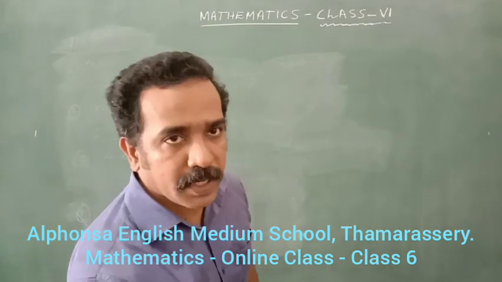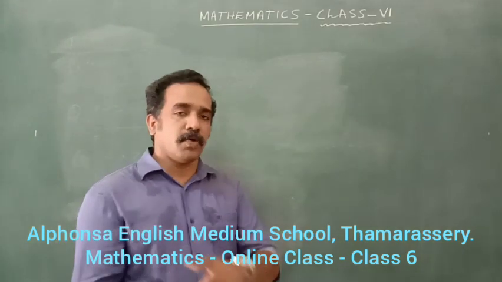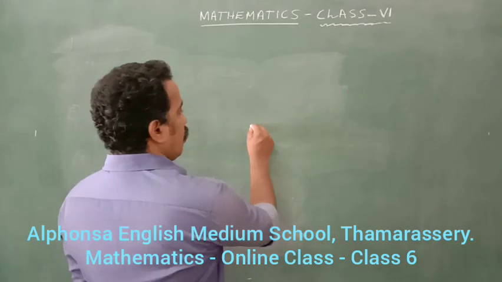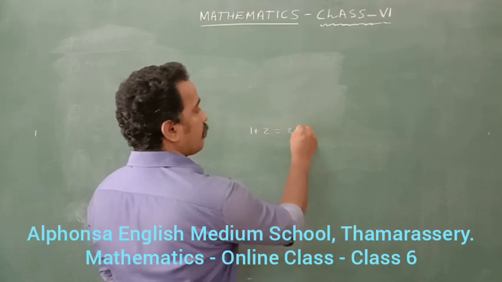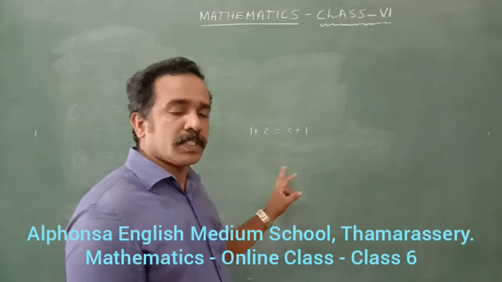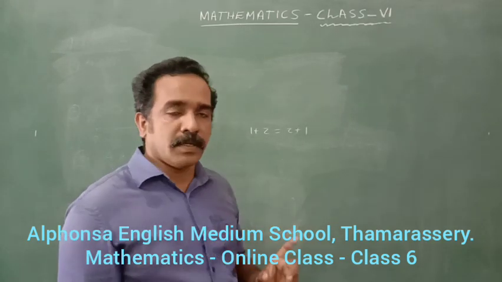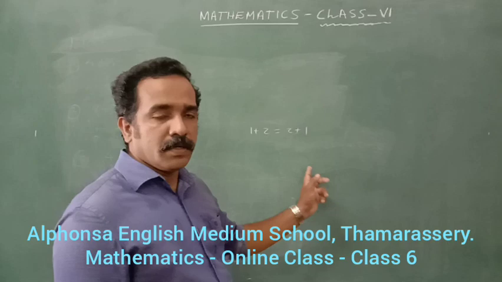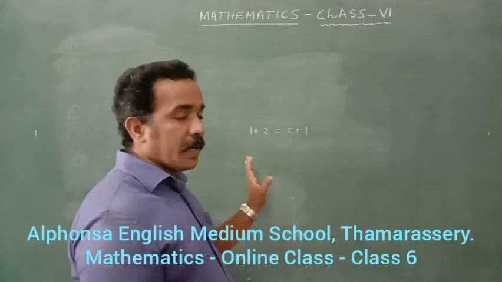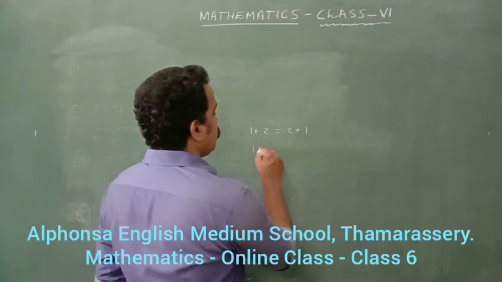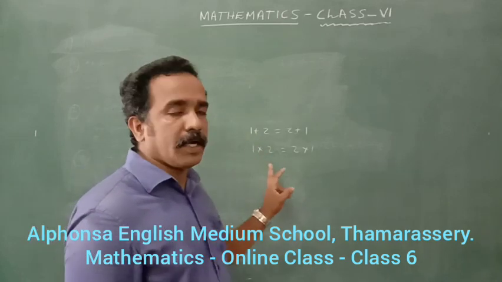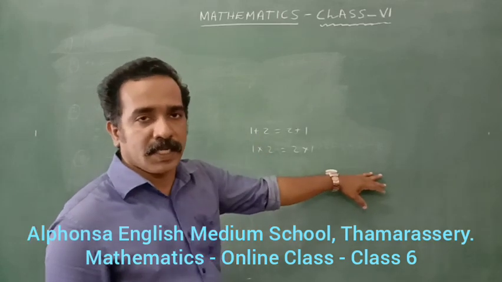And commutative property we studied. Commutative means the order. When you are adding two whole numbers, either way you can add. 1 plus 2 is equal to 2 plus 1. If you change the order, no problem when you are adding. So it is commutative. But when you are subtracting, if you change the order, the answer will be different. And when you are multiplying, 1 into 2 is equal to 2 into 1. Order change, no problem.